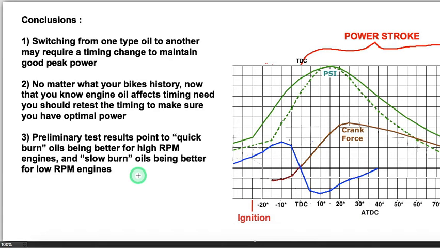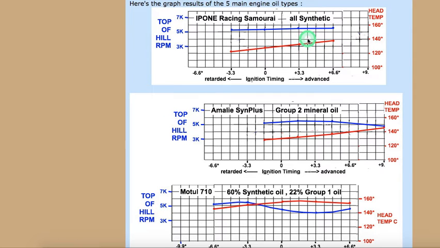I just got back from a quick test comparing the all synthetic oil, which is best with timing over here, to Motul 710, which is best with timing over here. And even though I changed the timing to match the two, I still got better results using the synthetic. I got 150 RPM more.